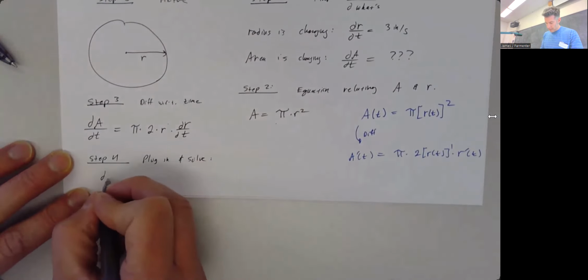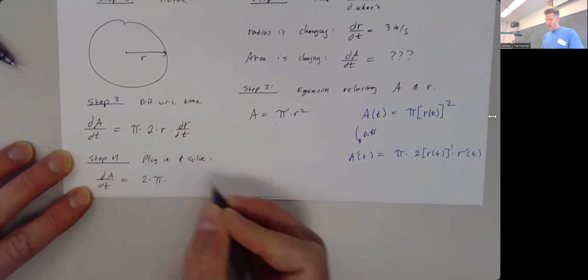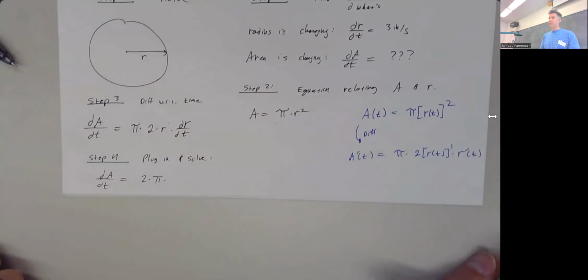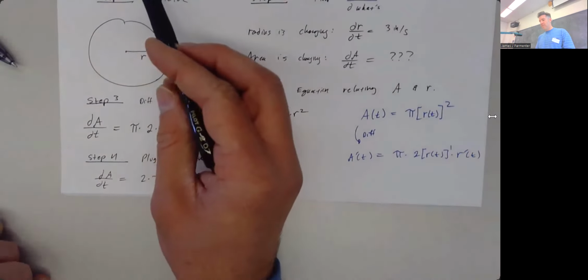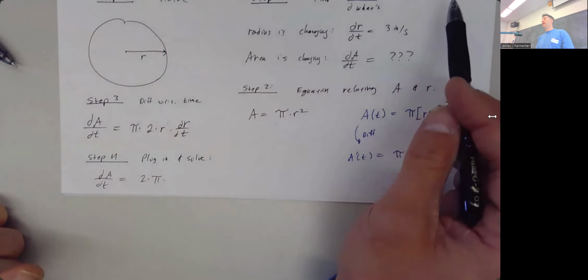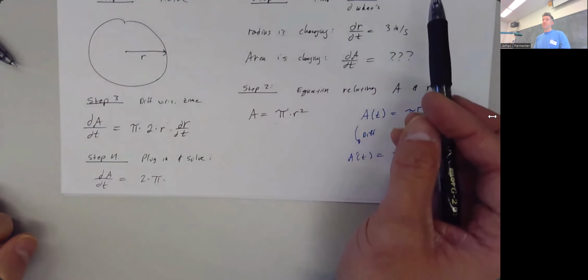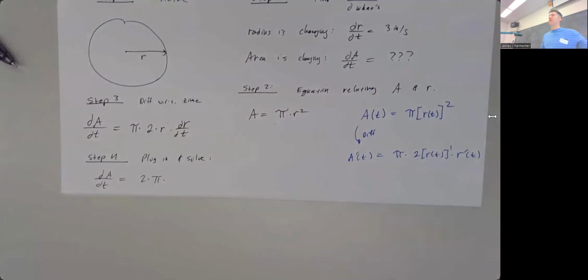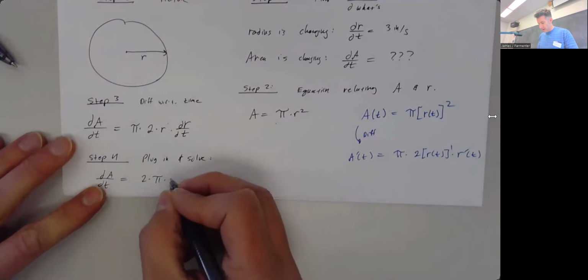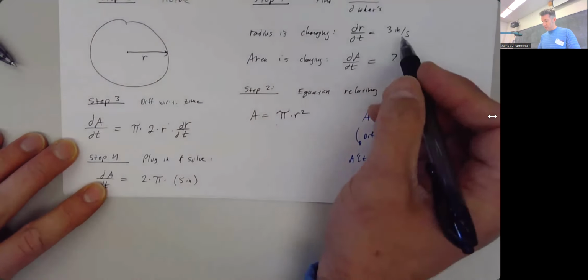So dA/dt is equal to 2 times pi times, do I know what the radius is at the moment of interest? They didn't exactly tell me that. They said, when the circle has 25 pi square inches of area, how fast is the area increasing? Well, if the area is 25 pi square inches, what did the radius have to be? 5 inches, right? Sometimes they're making it really obvious, sometimes they're making you work a little bit for it. So 2 pi times 5 inches times dr/dt, which was 3 inches per second.